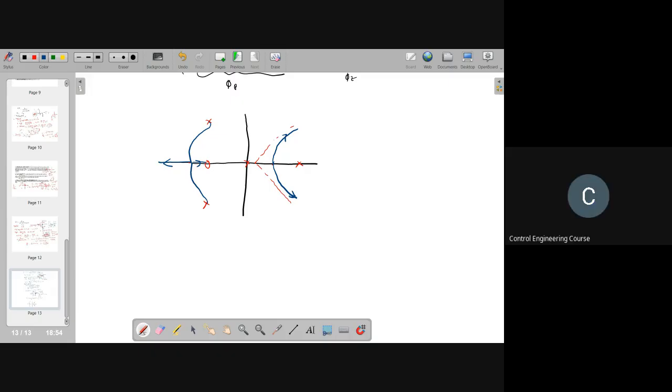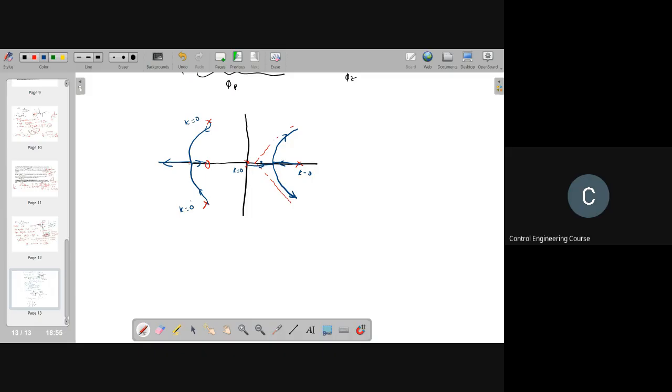Here also focus. One branch is going in this direction, another branch is going in this direction. This is at k equal to 0, and this is the starting point at k equal to 0. Since there are 4 poles, you will have 4 starting points. So these are the open loop poles. Root locus always starts at open loop poles and ends at the zeros or at infinity.